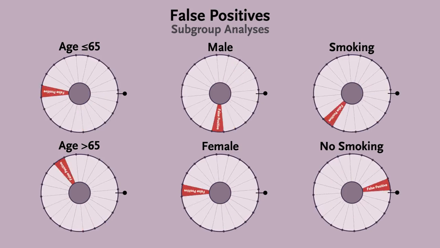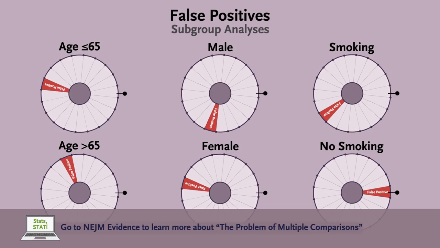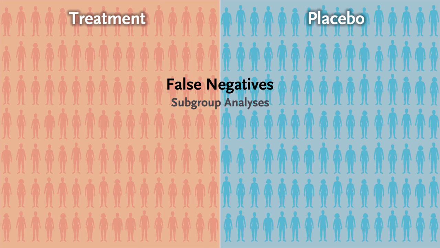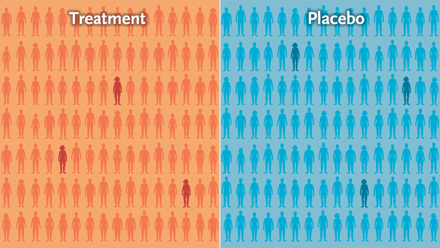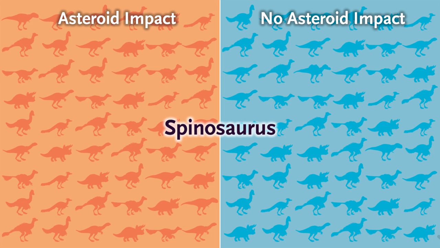False positives are likely because looking at many subgroups constitutes multiple testing and may lead to attributing positive results to the intervention that are actually due solely to chance. False negatives are also likely because subgroup analyses necessarily involve looking at smaller numbers of participants, meaning the analysis may be underpowered to detect a difference. Imagine trying to study an asteroid strike's effect on Spinosaurus, a relatively small group within the much larger population of dinosaurs.